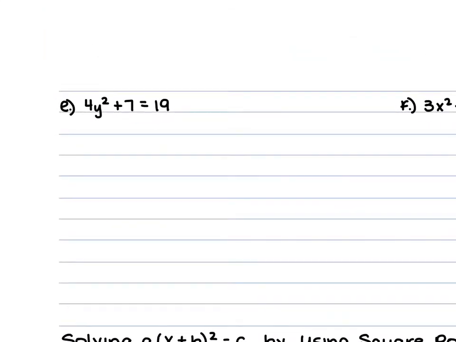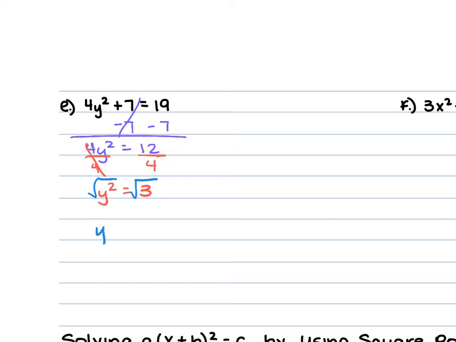For E, we have 4y squared plus 7 is equal to 19. We're going to subtract the 7 from each side. And we have 4y squared is equal to 12. We divide each side by 4. We get y squared is equal to 3. And then we take the square root of both sides. So y is equal to plus or minus the square root of 3.